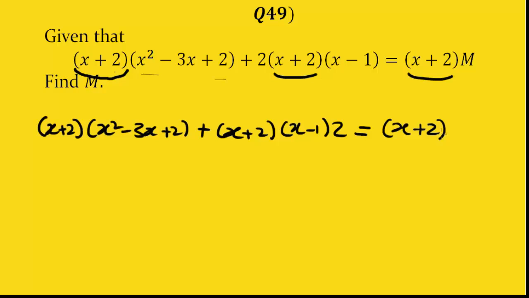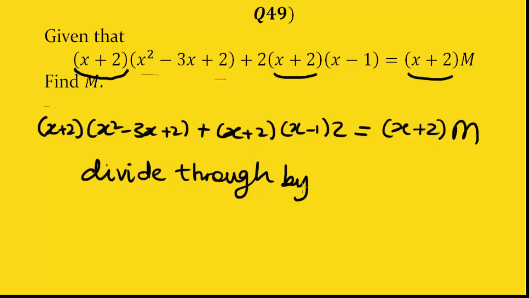So now we have written it. x plus 2 is the first part of every term. And you can simplify this equation by dividing through by x plus 2. So you have to spot that you can do this. Otherwise, you'll have to multiply everything out and it'll be complicated. So divide through by x plus 2. That means divide every term by x plus 2.